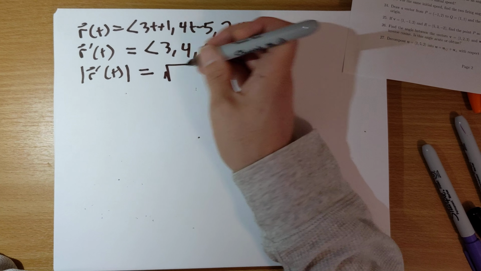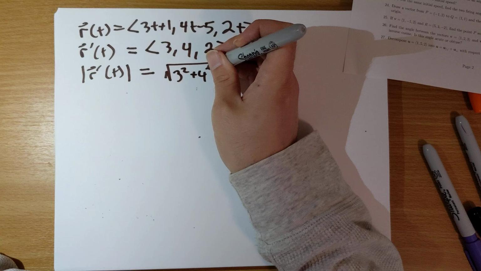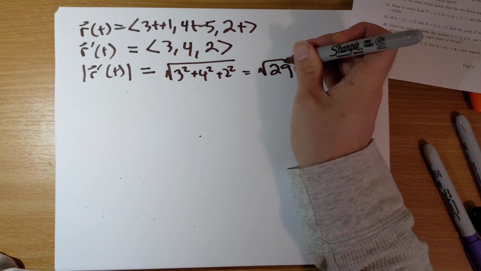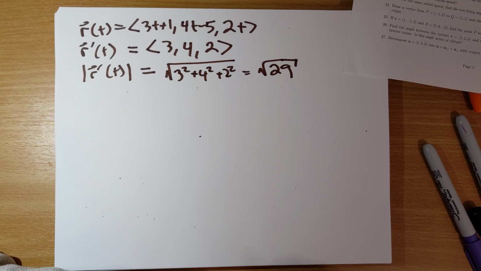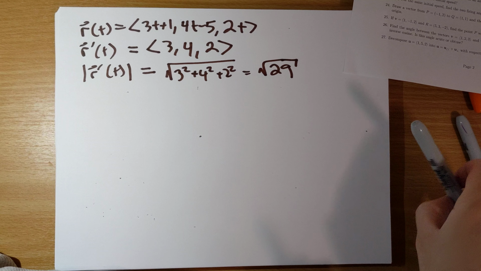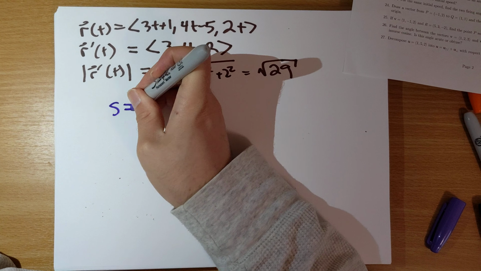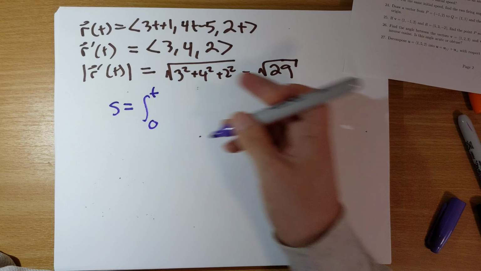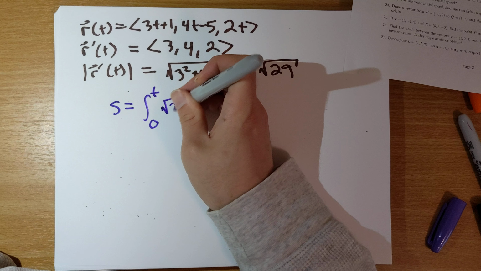And so the magnitude of this is just 3 squared plus 4 squared plus 2 squared, and that's the square root of 29. And so note in particular here, this is a constant. This has constant speed. The speed is square root 29. So to find s, the arc length parameter, we integrate from 0 to t of the speed, square root of 29.